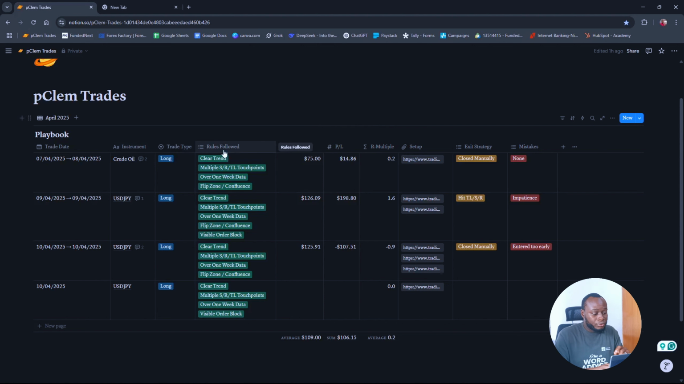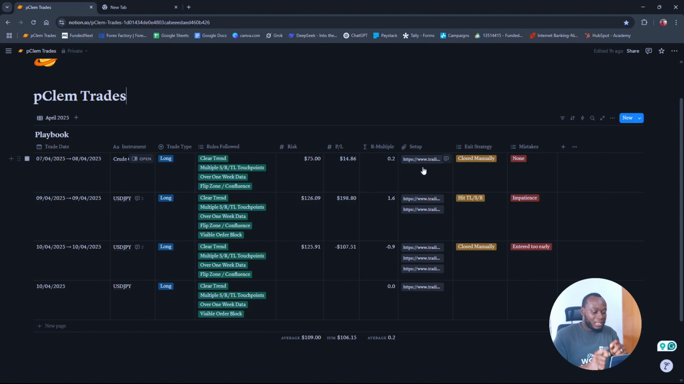And I have a couple of rules that I check before I enter a trade. I'm going to go over the rules later in another video. I input the risk, how much I'm risking per trade, and the profit or the loss. The minus here is the one that was a loss. And the R multiple: the one I won was 1.6 R.